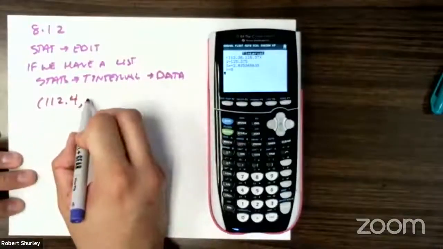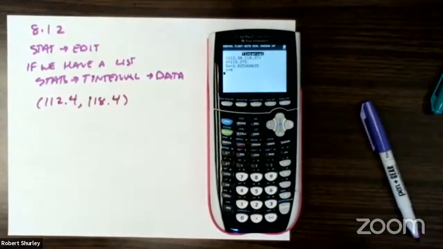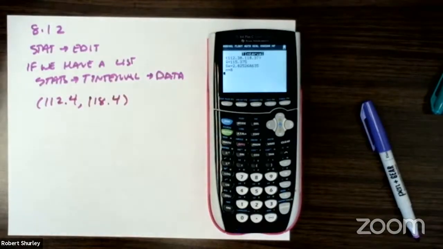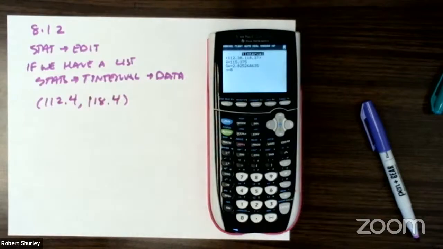112.38. They rounded to one decimal place for this one. I have no idea why, but they just decide what they want to do. 112.4 and 118.4. And notice it's the same thing they got on the top of page 381. It's the same exact thing. So now we know how to do this with a list of data and also with the statistics from the data, which is kind of nice.